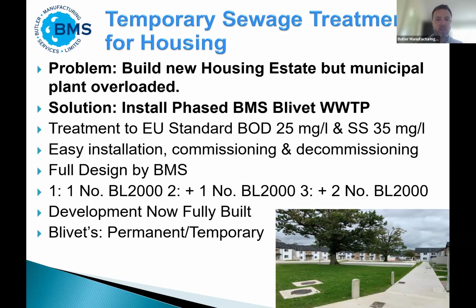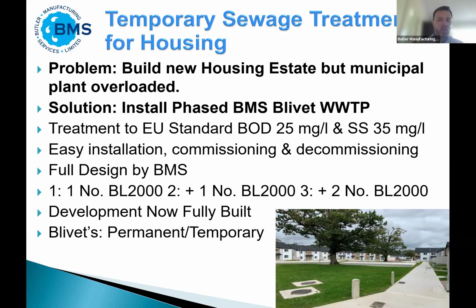So we were approached for a housing estate in Arklow and Wicklow. As you probably know, Arklow and Wicklow didn't have any real sewage treatment for a long time. It was being discharged into the river. They're currently finishing off a new municipal plant, but this development wanted to go ahead. And obviously, there's a huge demand for housing in Ireland, especially, but everywhere. So this is a good solution to show how you can actually get around that.